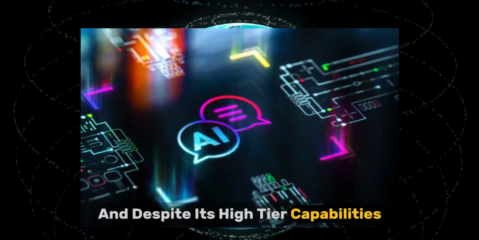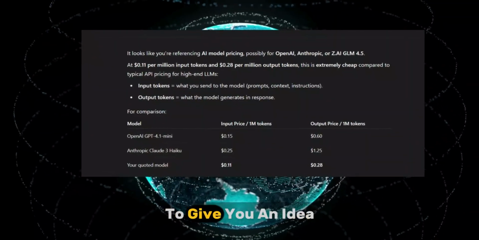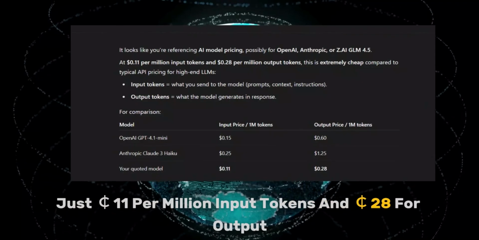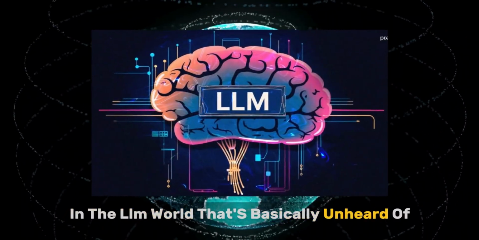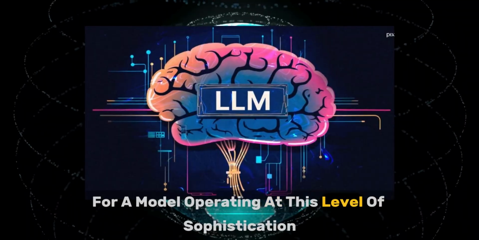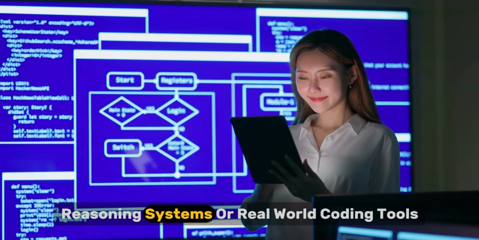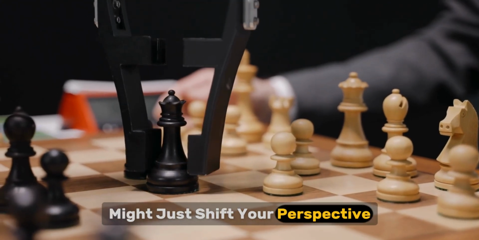And despite its high-tier capabilities, GLM 4.5 comes at an incredibly low price. To give you an idea, just 11 cents per million input tokens and 28 cents for output. In the LLM world, that's basically unheard of for a model operating at this level of sophistication. So if you're into AI agents, reasoning systems, or real-world coding tools, what you're about to learn might just shift your perspective.